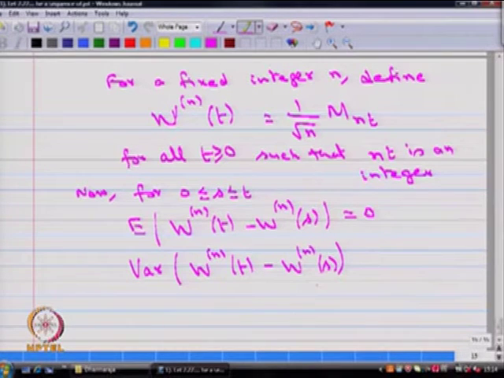Also, if you evaluate the variance of Wn of t minus Wn of s by finding first the variance of Xi's, using that you find out the variance of Mnt, then find out the variance of Wn of t minus Wn of s, that is going to be t minus s. It needs a calculation of expectation of Xi square, then using expectation of Xi square and the expectation of Xi's, you can find out the variance of Xi's. Using variance of Xi's, you can find out the variance of Wn of t, then you find out the variance of Wn of t minus Wn of s.